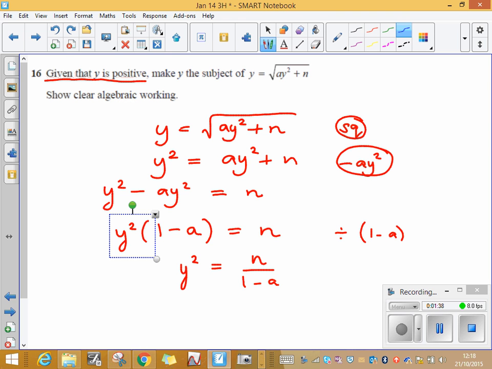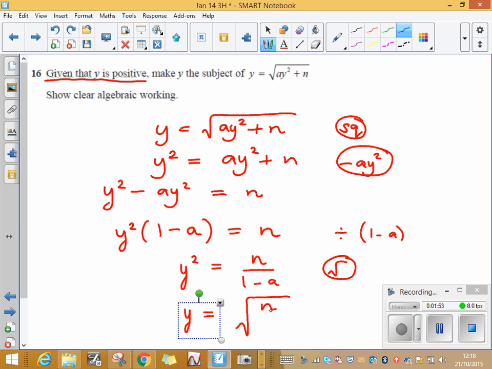And now I'm trying to make y the subject rather than y squared, so I'm going to now square root both sides. If I square root the left hand side, I'm just going to have y, and if I square root the right hand side, and this is the relevance of given that y is positive, I am going to have the square root of n over 1 minus a.